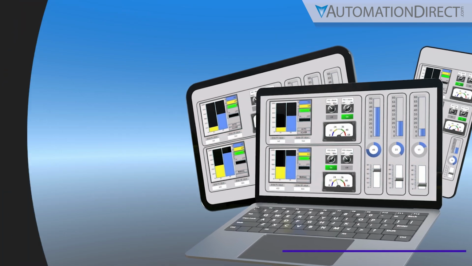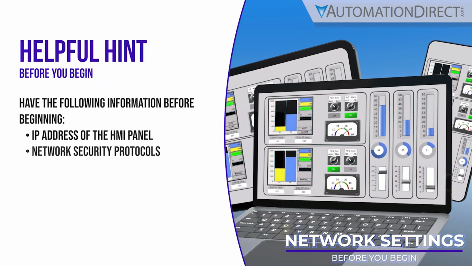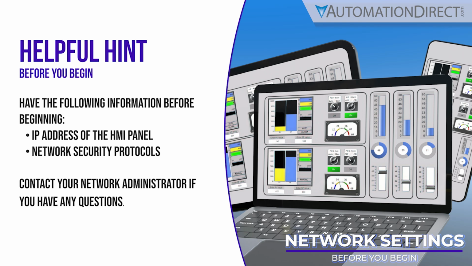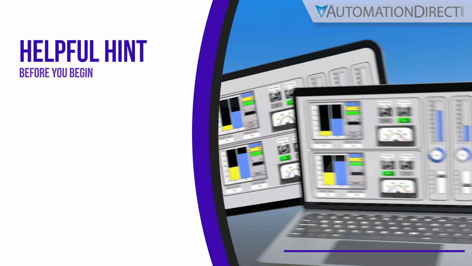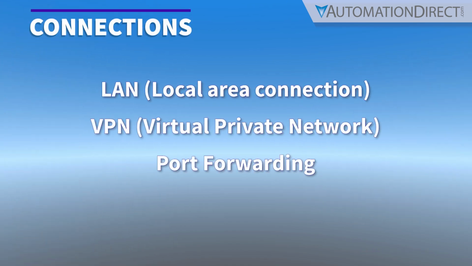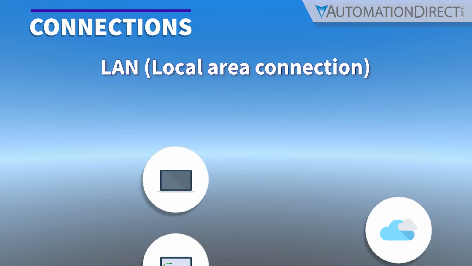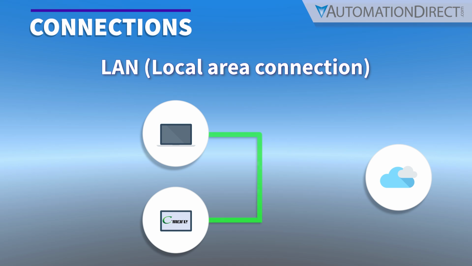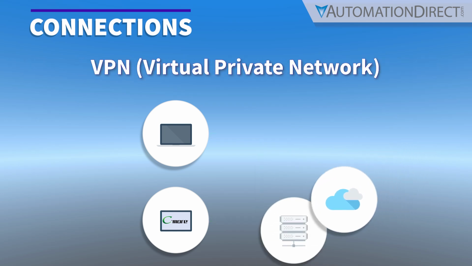Before starting the setup process, make certain you have access to the IP address of your HMI panel and network security method for your system. The three most common ways to connect remotely to your project are through local network connections, VPN, or port forwarding. Local network connections are typically the most secure as there's no external-facing access. However, this also means that you must be directly connected to the network, which limits accessible locations.